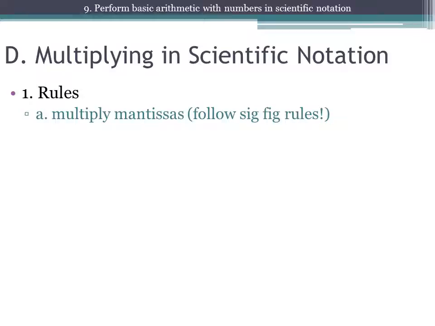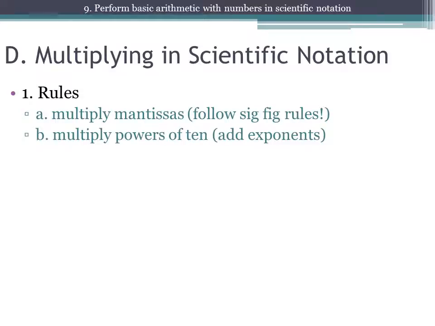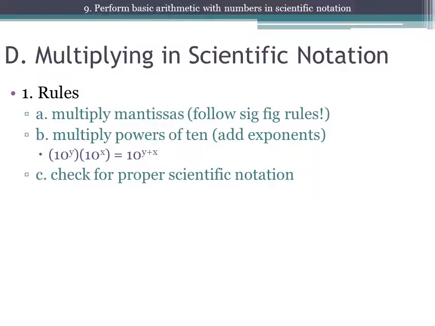When you multiply the mantissas, follow those sig fig rules. We will then multiply the powers of 10. And recall from algebra class, that means you're going to add the exponents. In other words, 10 to the y times 10 to the x is equal to 10 to the y plus x. You'll then simply check for proper scientific notation, and then you'd be done.